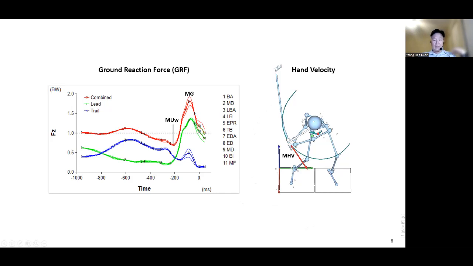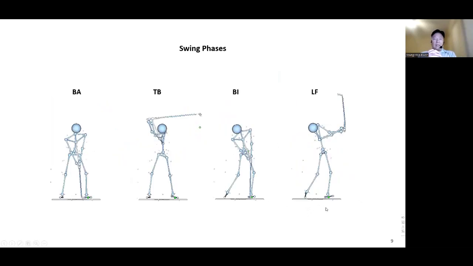Again, we can certainly detect all these meaningful events in addition to the typical P positions. These are examples of the additional events that we use. Based on the events, now we can define the swing phases. So here's the breakaway, top of action, ball impact, and the late follow through.